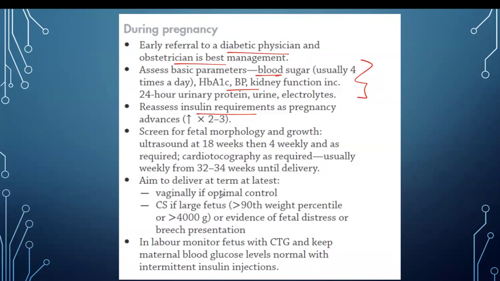A patient who has optimum control of diabetes usually can have a normal vaginal delivery. But if the baby is very large, more than 4 kilos in weight, or there is evidence of fetal distress or breech presentation, then cesarean section is ideal.